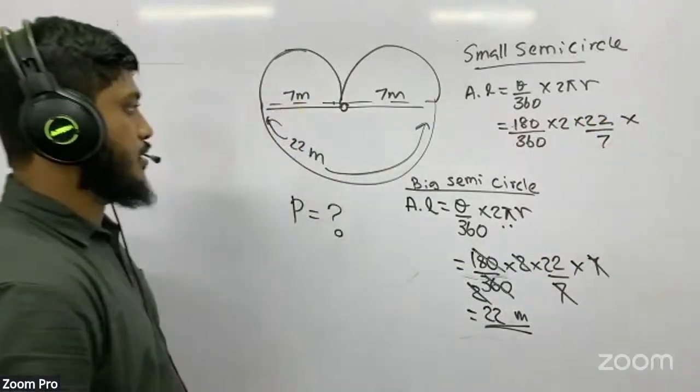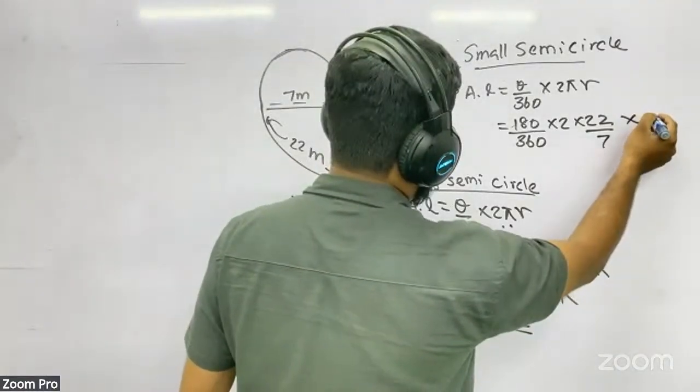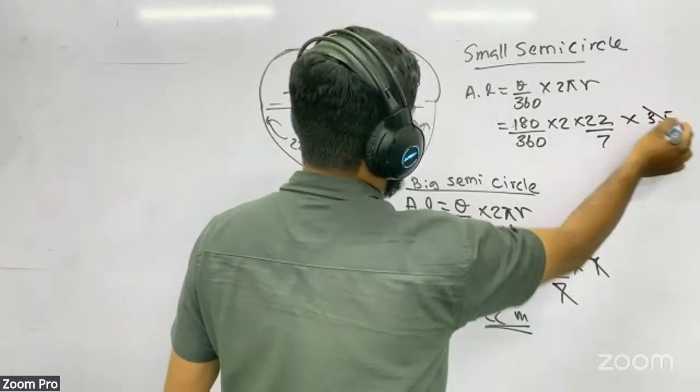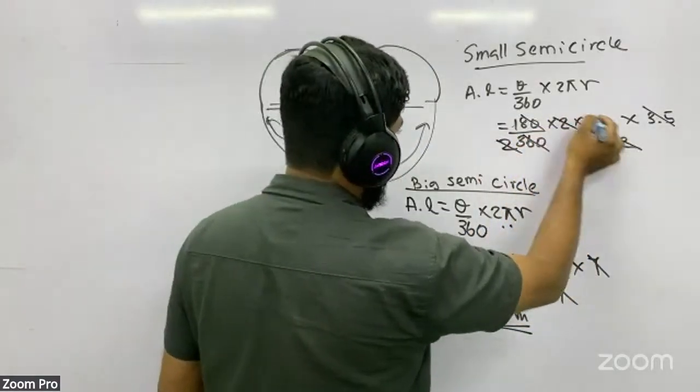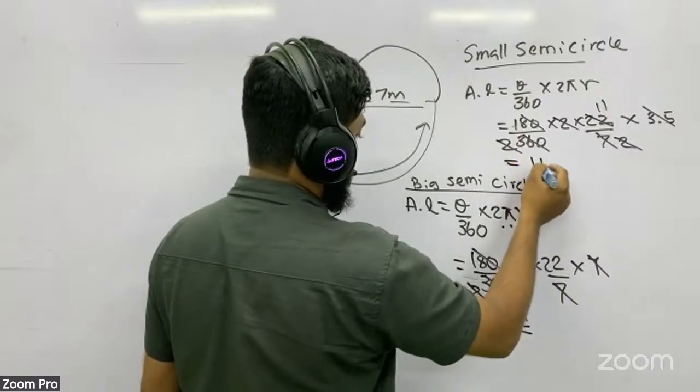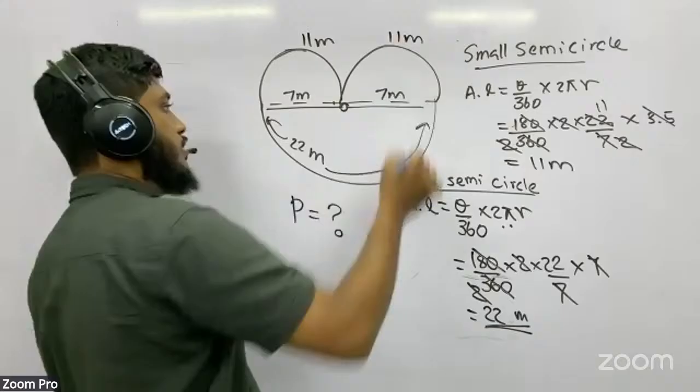For the radius, we'll write 3.5, right? So 3.5 and 7, I can cut to 180 and 360. There are 2, this 2 and this 2, this 2 and this 22. 11. Answer is 11 meters. It means this one is 11 meter. Then this one also will be 11 meter.